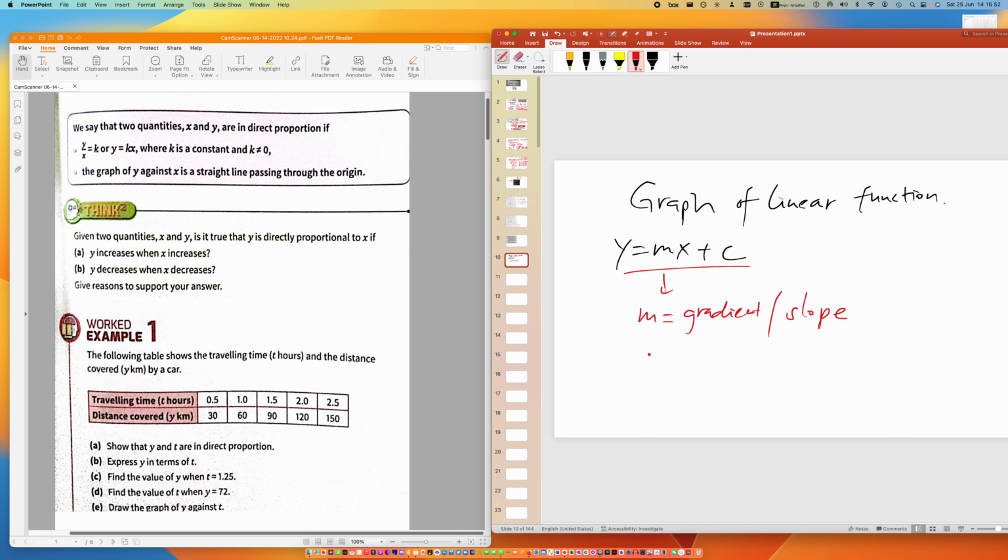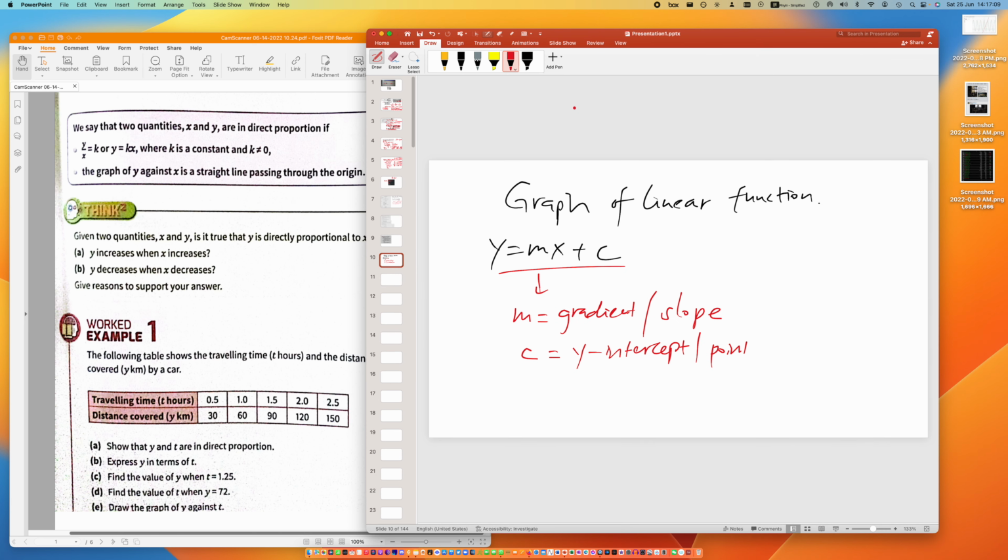Okay. Then what is c? Y-intercept. Very good. So in layman's terms, the point where the line cuts the y-axis. Can you see or not? Yeah. Okay.